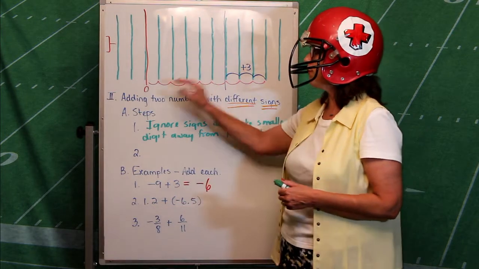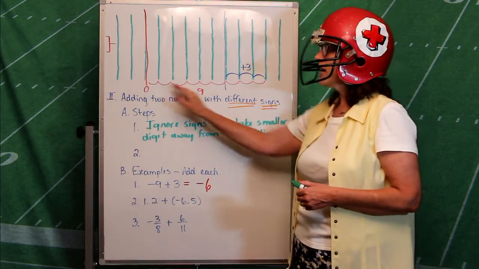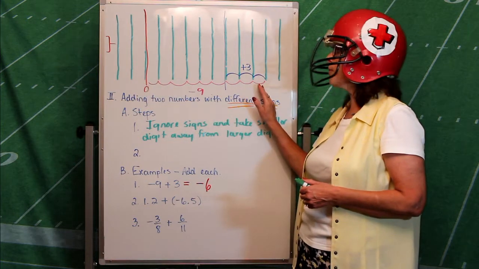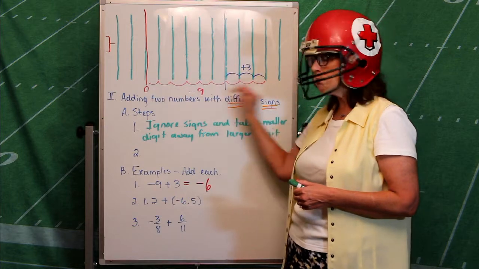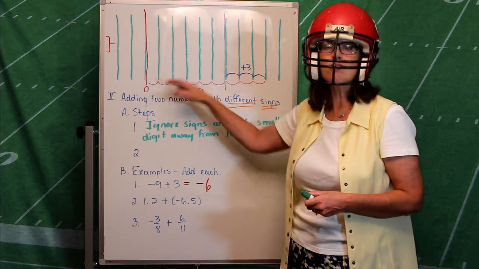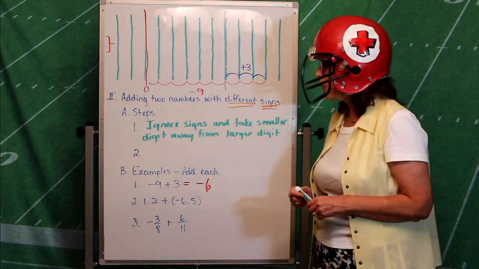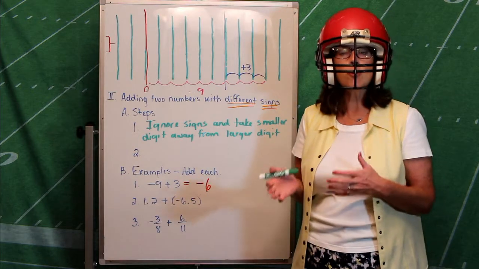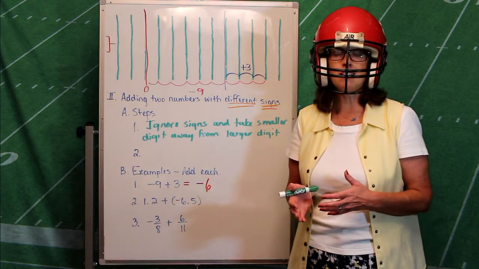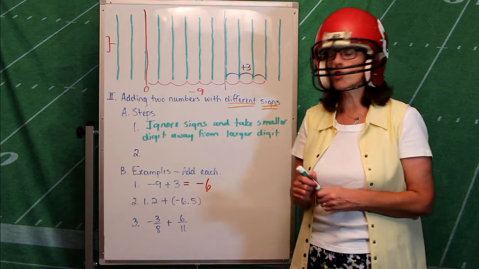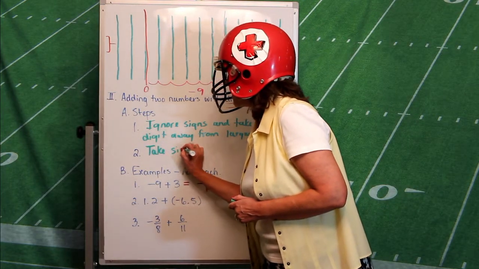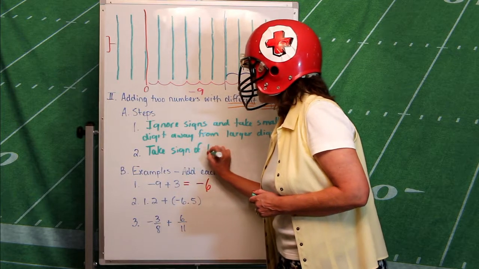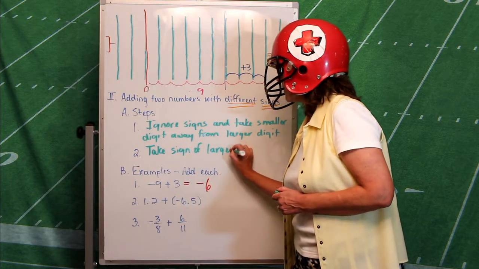Notice here when we played football, even though it was a net loss, this bigger one overpowered the gain. It definitely overpowered it because there was more of a loss than there was a gain. So what you do is pay attention to the sign and you take the sign of the larger digit. So let's write that down. Take sign of larger digit.